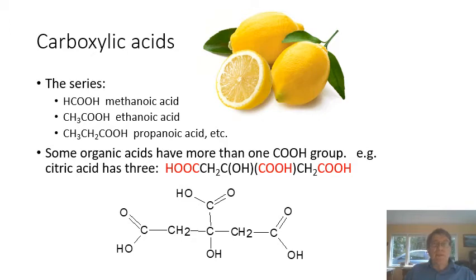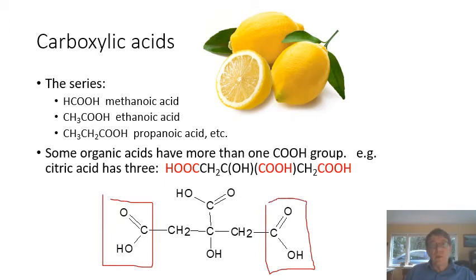Some organic acids have even more than one COOH group. For example, citric acid has 3: one on this side, one on this side, and one in the middle. Citric acid has also got an alcohol group on it.